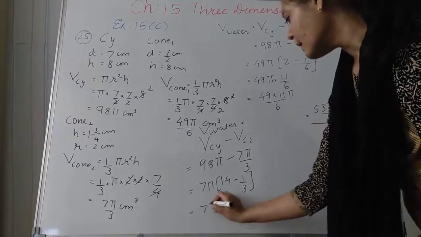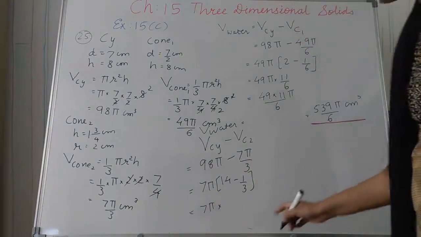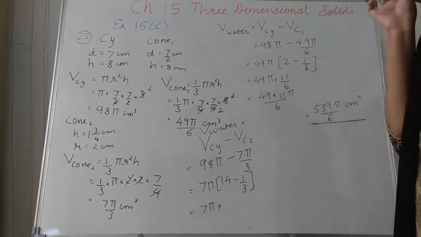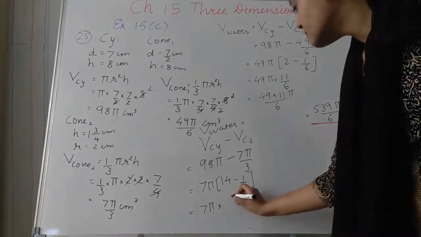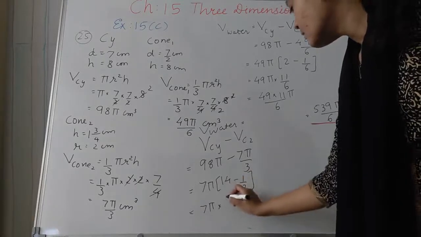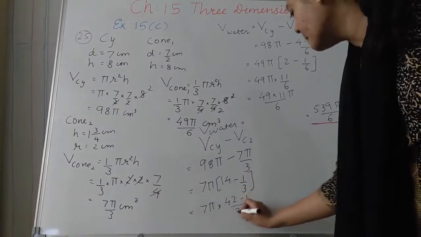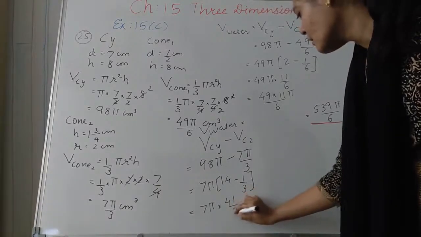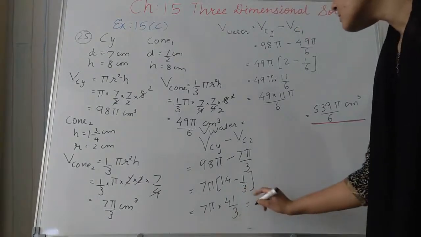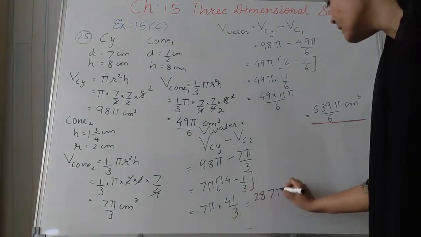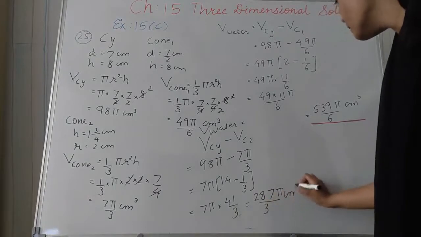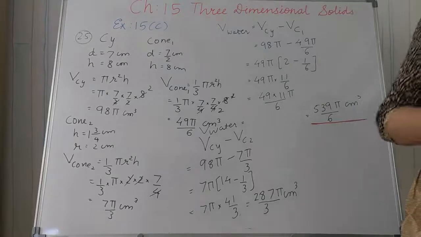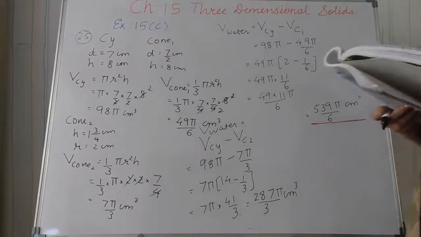So here 7 pi into 14 threes are 42 minus 1 by 3. So this is 41 by 3. So we get 287 pi by 3 centimeter cube. So now we need to find the reduced height or the level dropped.